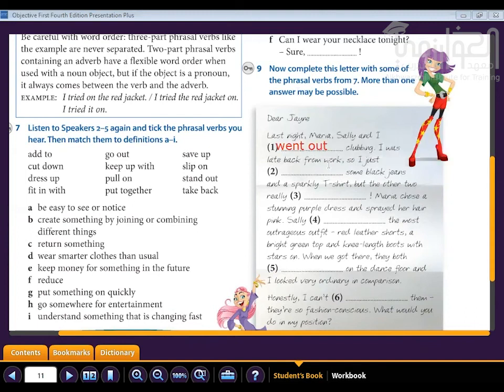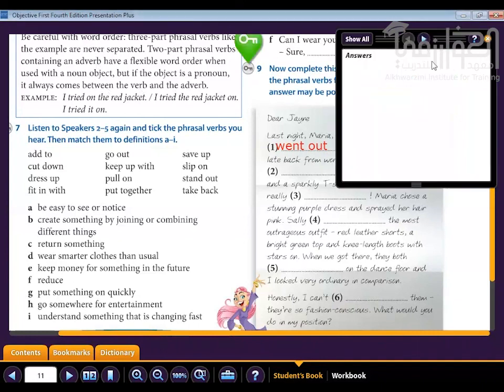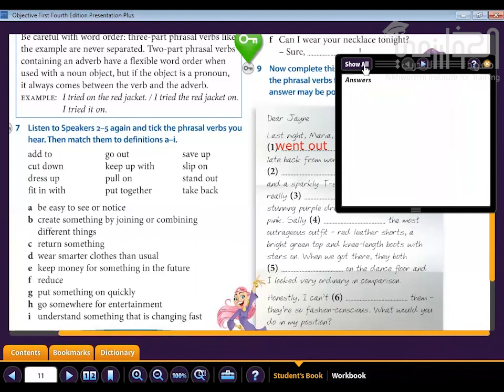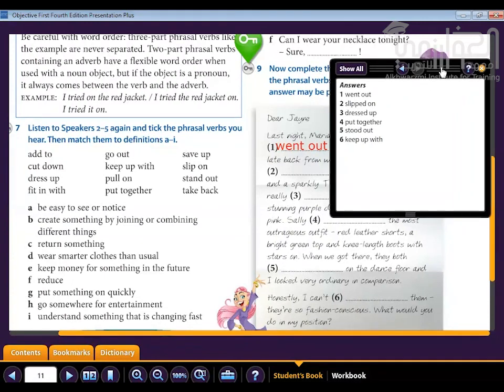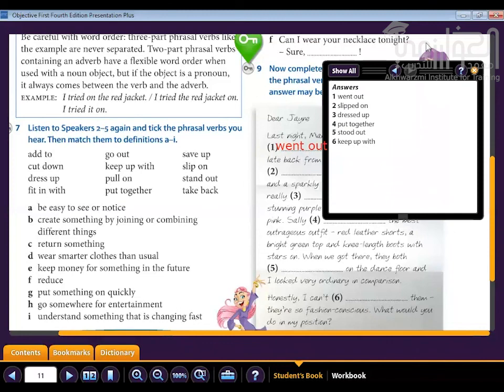So now you can pause the recording for some minutes while you complete the rest before you look at the answers. Okay, now let's look at the answers. So these are the answers to questions 1, 2, 3, 4, 5, and 6. And on that note, we've come to the end of this lesson. Thank you, and hope to see you.